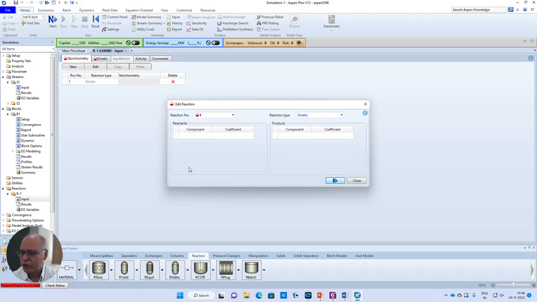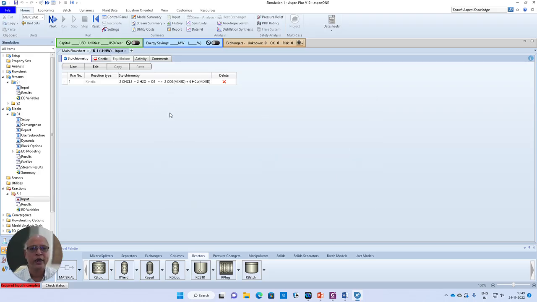New. First of all, we define the stoichiometry, as is the case with any other model, any other kinetic model. So the stoichiometric coefficient for CHCl3 is 2, and then water also is 2, oxygen is 1. Products are CO2, 2, and HCl, 6. So this is our stoichiometry of the chemical reaction.